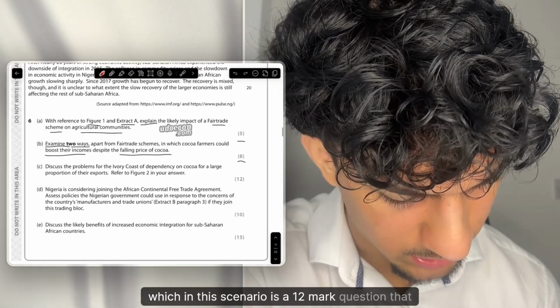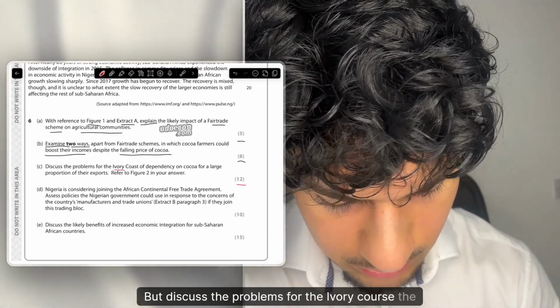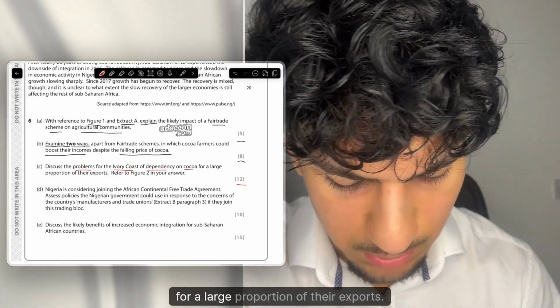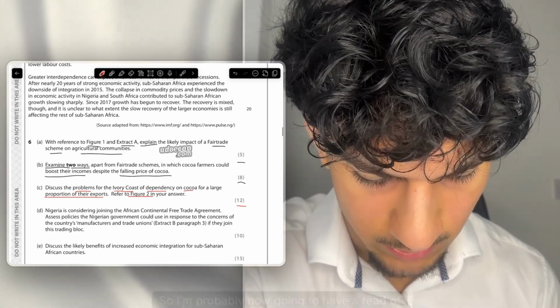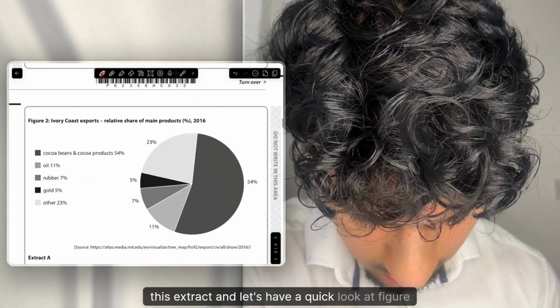In this scenario is a 12-mark question that switched up the order a bit. But yeah, discuss the problems for the Ivory Coast of dependency on cocoa for a large proportion of their exports. I refer to figure 2 in your answer. So I'm probably now going to have a read of this extract, and let's have a quick look at figure 2.